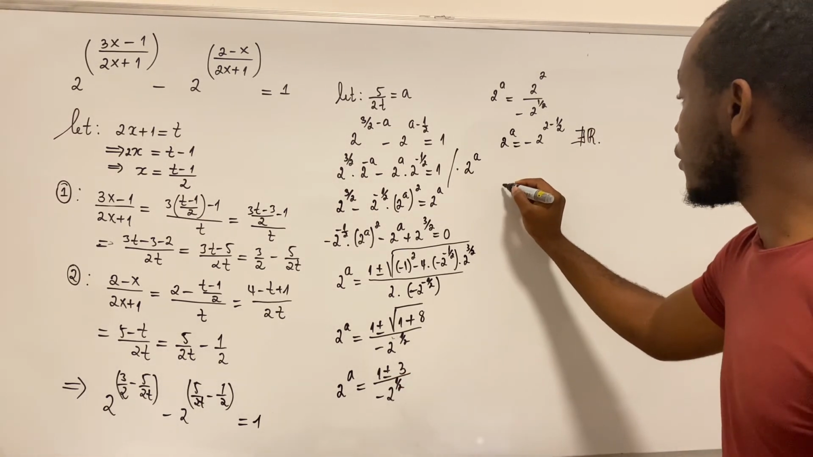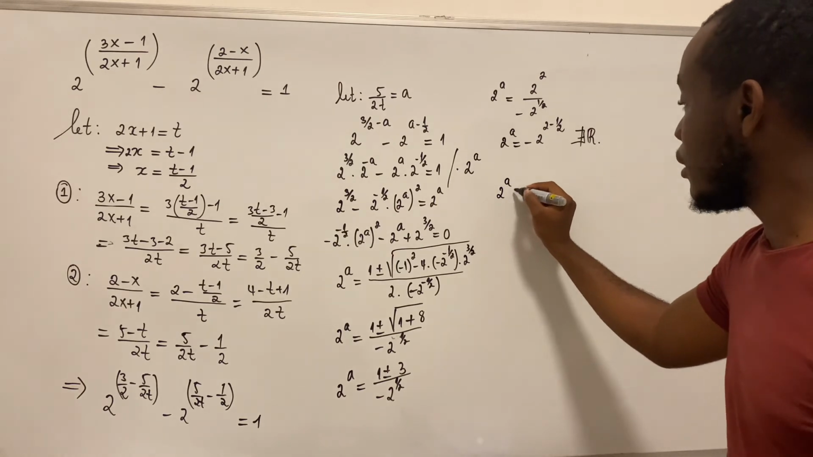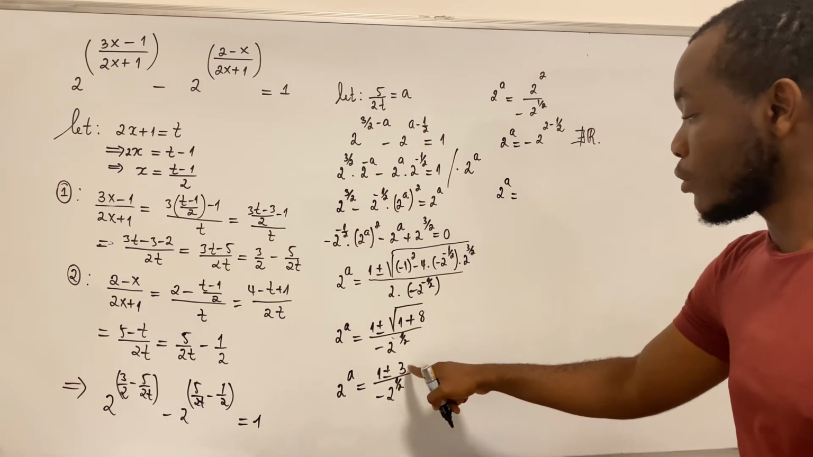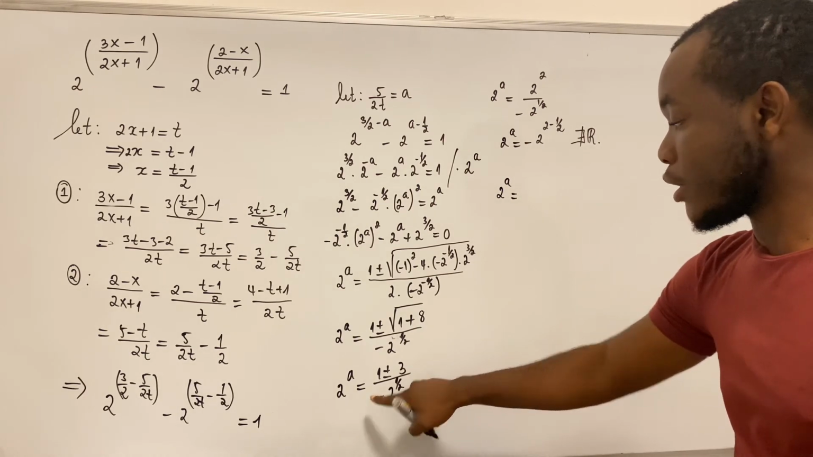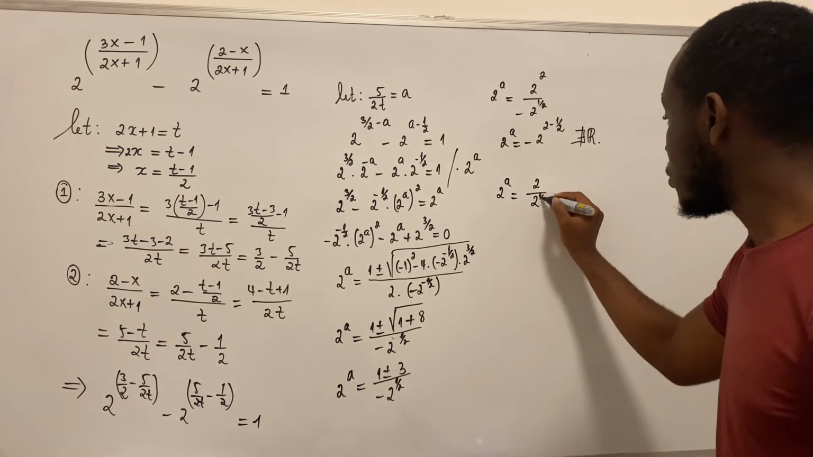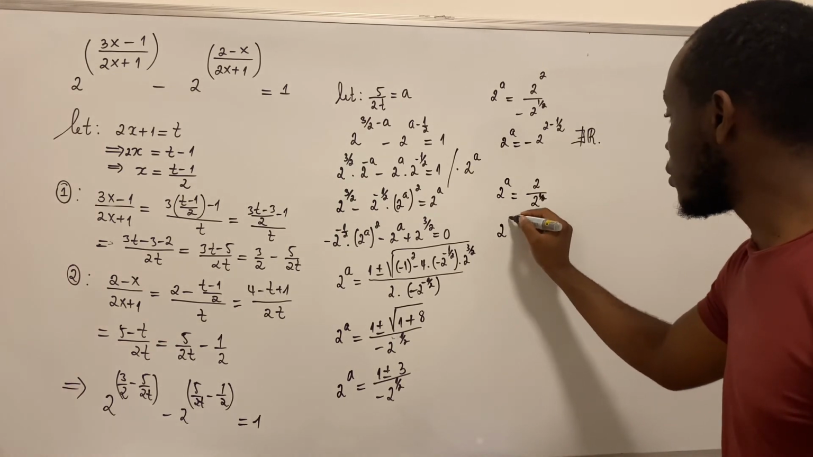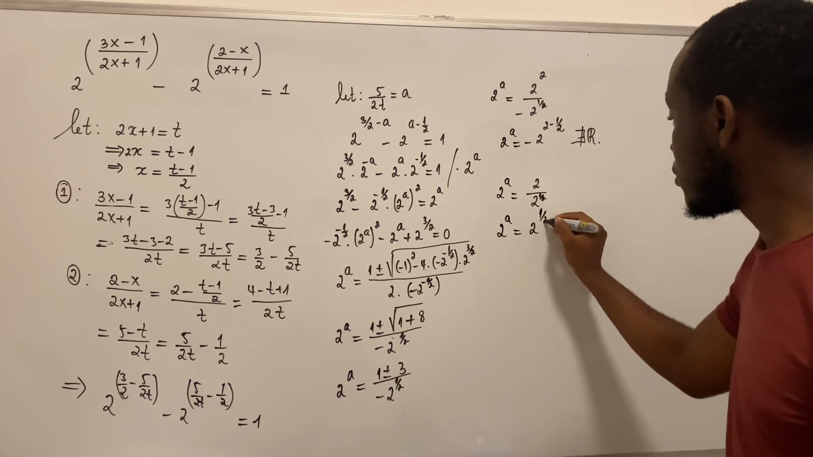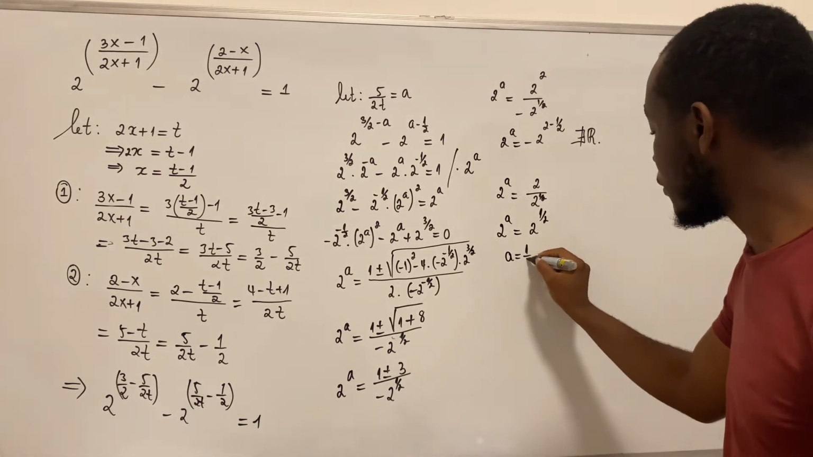So with the negative, we will have 2^a being equal to 1 minus 3, which is obviously negative 2. With this negative, we will become positive. So we'll have 2 over 2 to the power 1/2, which is 2^a will be 2 to the power 1 minus 1/2, which is 1/2. So that means a will be equal to 1/2.